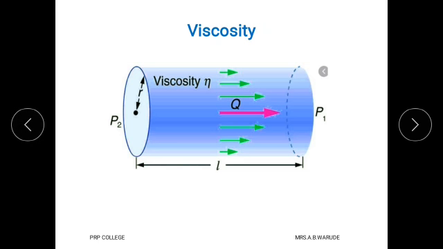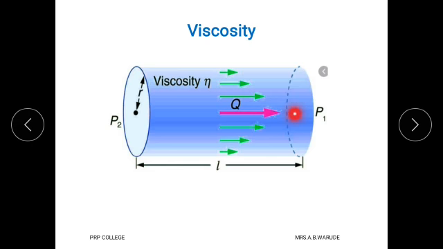Before starting the point viscosity, first see this diagram. Here it is observed that in this container there is a liquid taken, any liquid, for example water or glycerin. But when we see a streamline flow, that means a constant flow, then velocity of each particle is constant. But when we consider different layers, then it is observed that velocity of each layer is different.